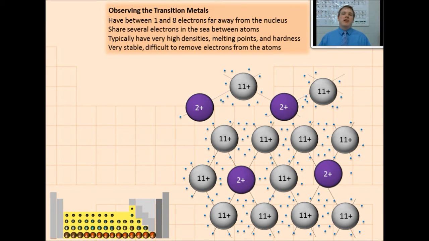Again, the transition metals are extremely stable because of the way that their electrons are. And because they're so stable, we're going to notice that there's not going to be a chemical reaction, just a mixing together of atoms in a physical change.